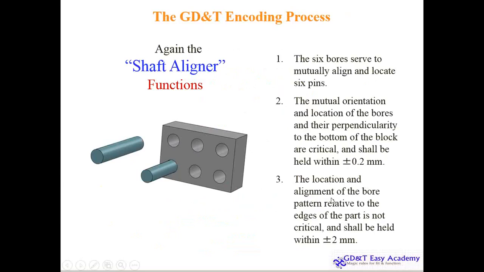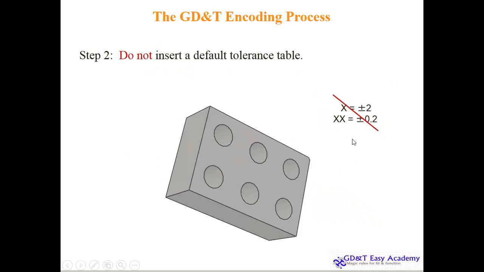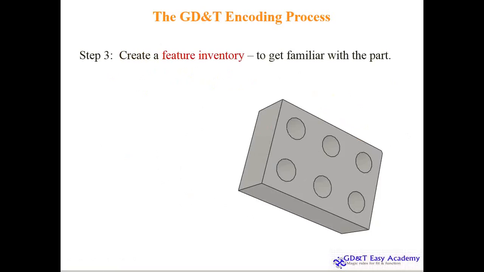But what about the location and alignment of the bore pattern? This whole pattern relative to the sides, we are keeping at 2 mm. So this is 2 mm. Create a CAD model and forget about general tolerancing. Most dimensions will be basic. And the feature inventory after creating will be using our primary reference, 6 planar surfaces and 6 bores. Those are the attributes we have.